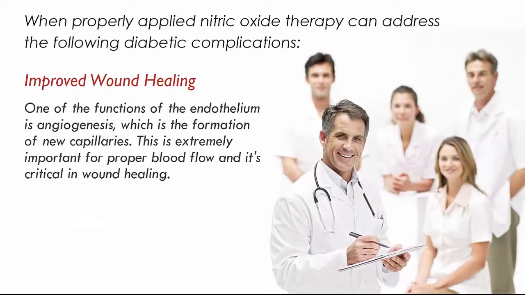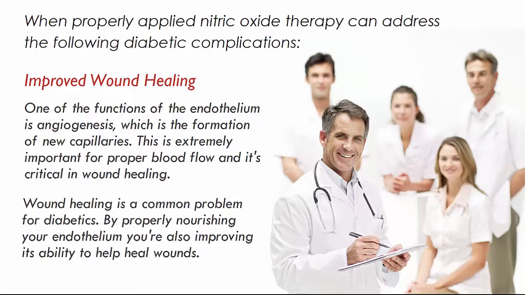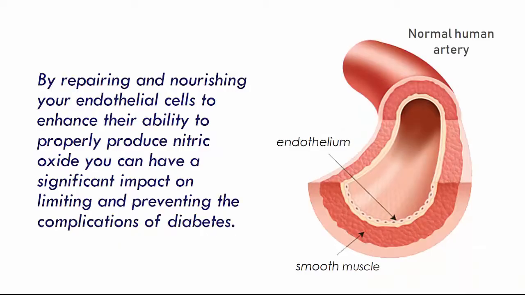Improved wound healing. One of the functions of the endothelium is angiogenesis, which is the formation of new capillaries. This is extremely important for proper blood flow, and it's critical in wound healing. Wound healing is a common problem for diabetics. By properly nourishing your endothelium, you're also improving its ability to help heal wounds. As you can see, by repairing and nourishing your endothelial cells to enhance their ability to properly produce nitric oxide, you can have a significant impact on limiting and preventing the complications of diabetes.